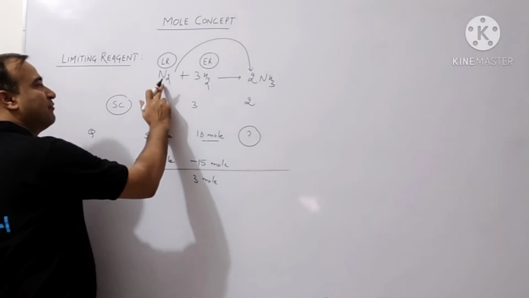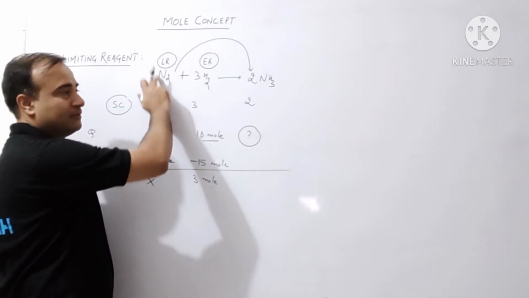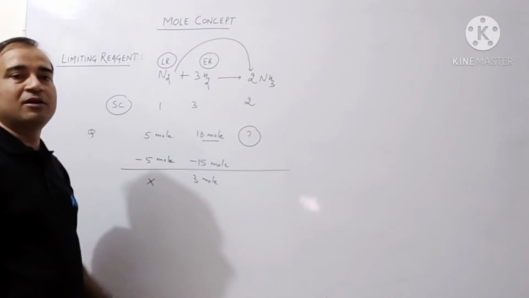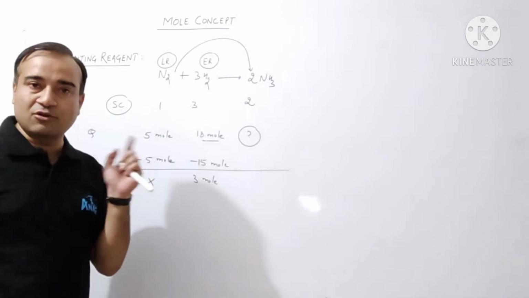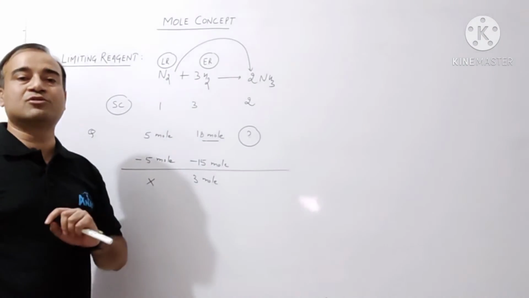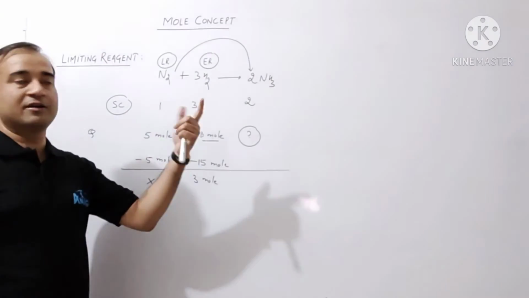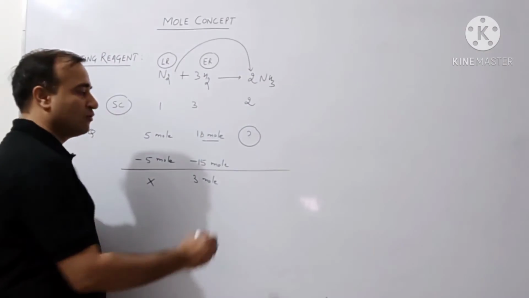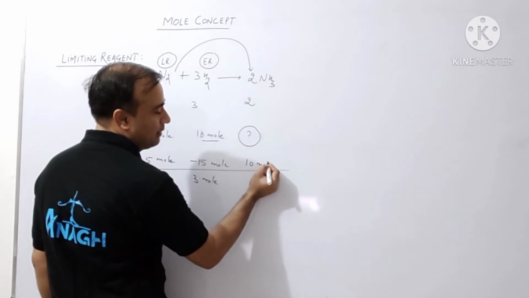As I know, if 1 mole of nitrogen is going to react, how many moles of ammonia will be formed? There are 2 moles. So in this question, if 5 moles of nitrogen is completely reacted, how many moles of ammonia will be formed? Double of it, 1:2. So the amount of ammonia formed must be 10 moles.